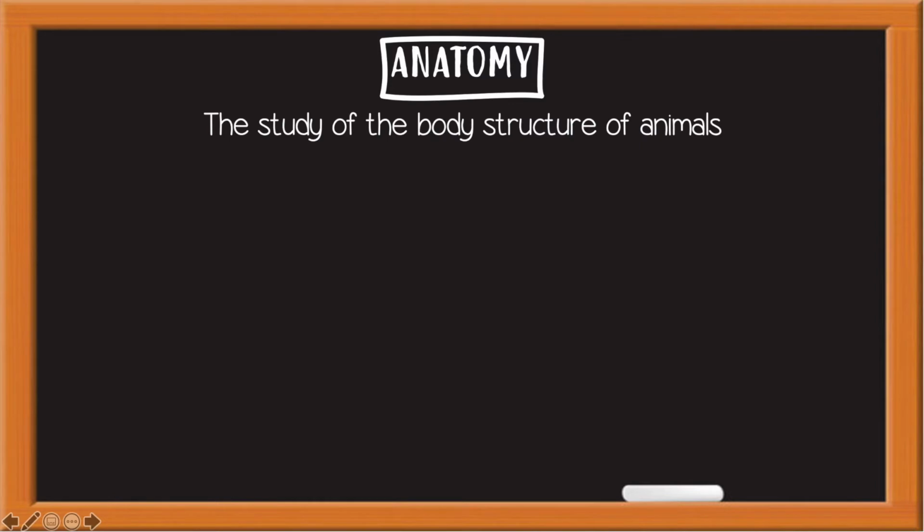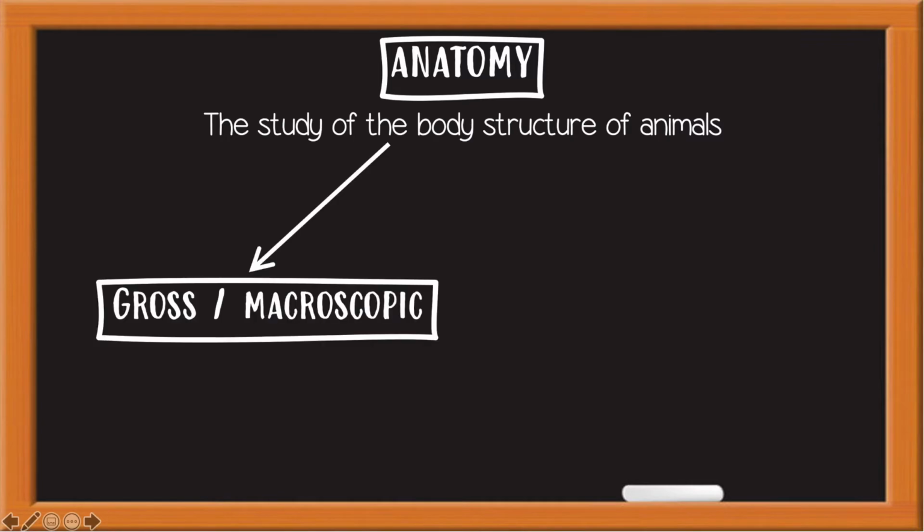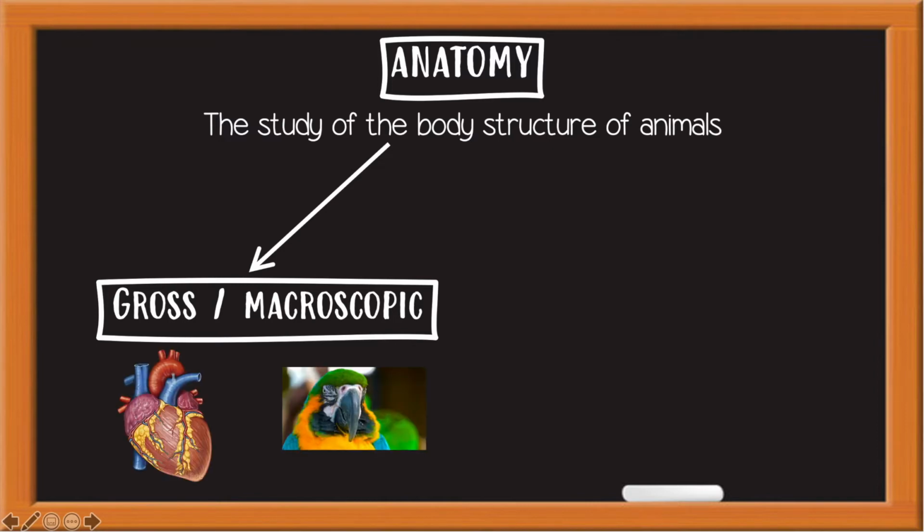First, we are going to look at the anatomy of an adult mosquito. So, what is anatomy? Anatomy is the study of the body structures of animals. There are two major types of anatomy: macroscopic anatomy, which is the study of structures that can be seen by the naked eye, such as the external and internal bodily organs.